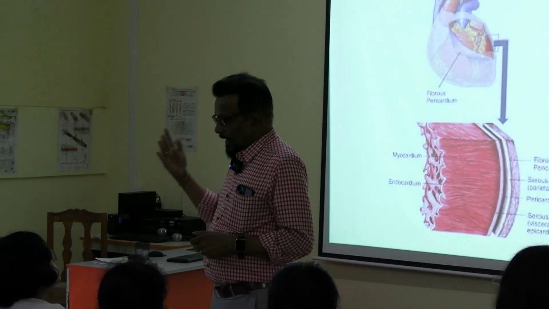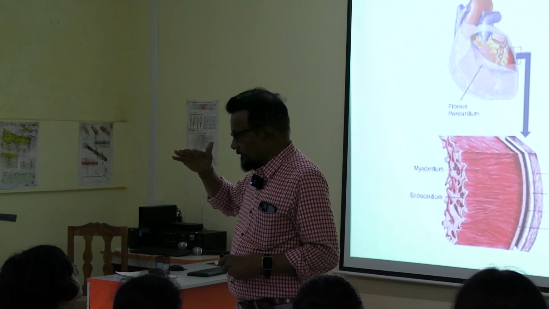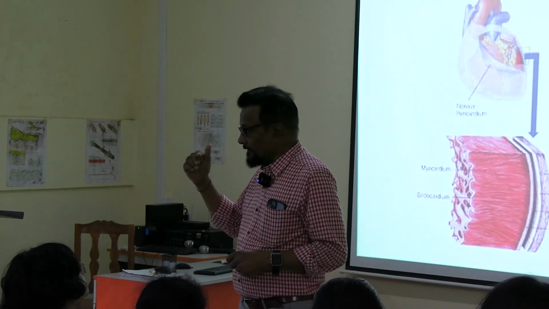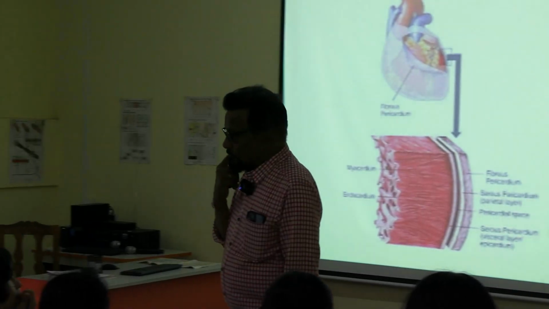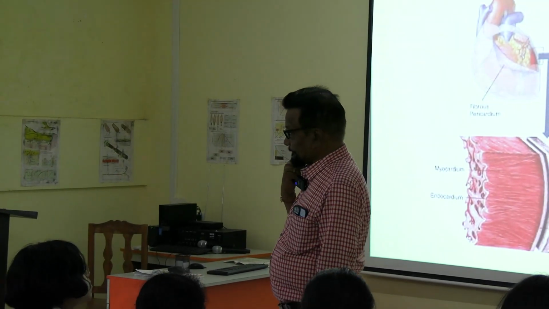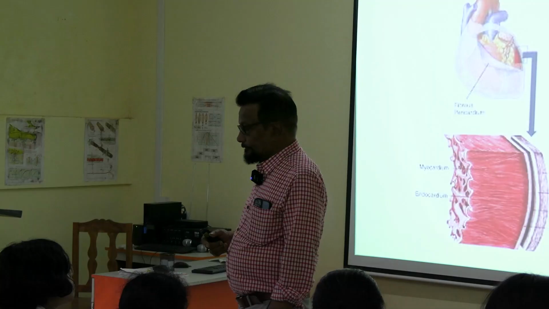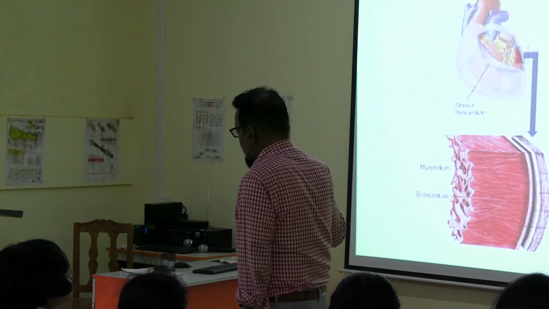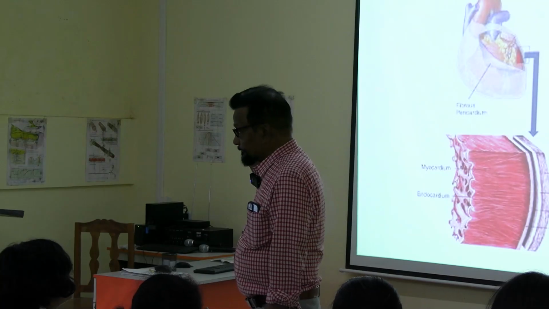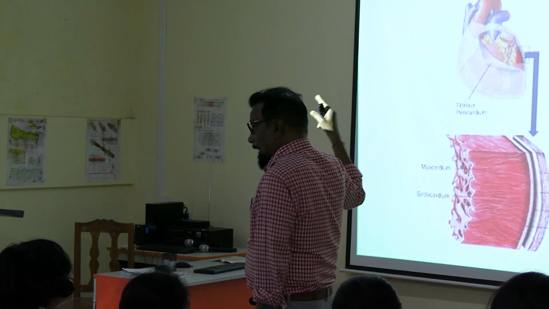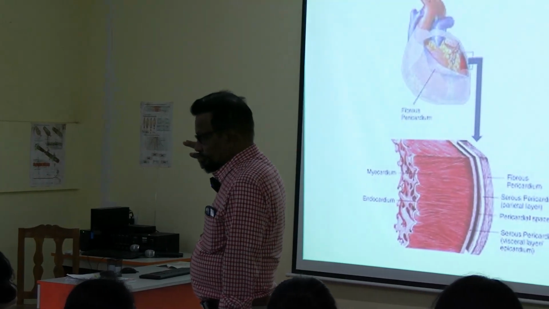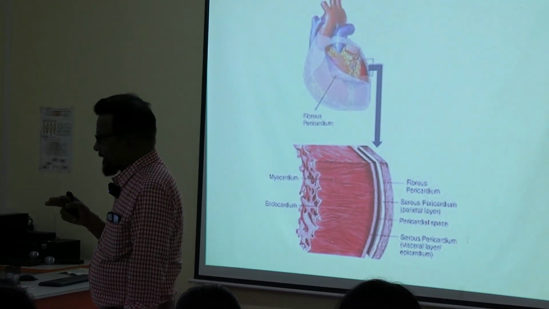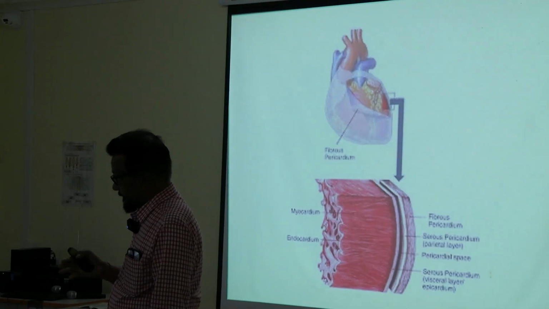Fibrous. And just immediately after this, what? Serous. One serous layer. And the name of this serous layer is? Parietal. Parietal layer. Okay. Parietal pericardium. And after that, another layer is there, the visceral pericardium, covering the myocardium.